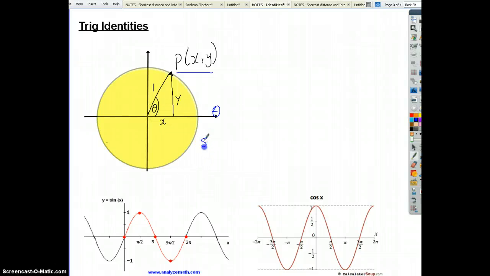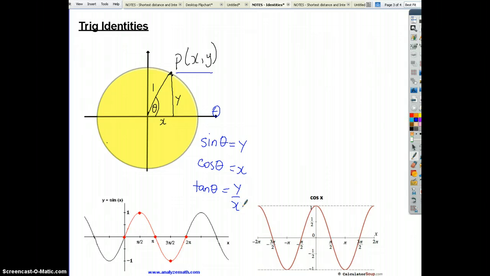what we know already is that sine of theta equals opposite over hypotenuse, y over 1, or we can just write y. The cos of theta is adjacent over hypotenuse, which is just x. And the tan of theta equals opposite over adjacent, which is y over x.